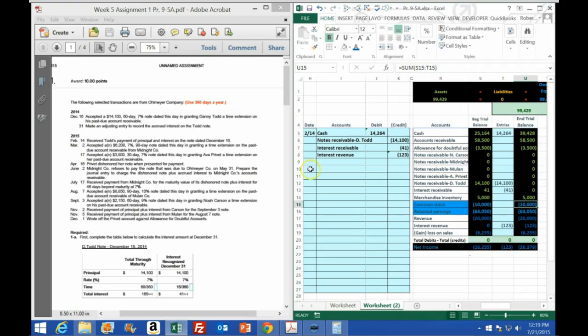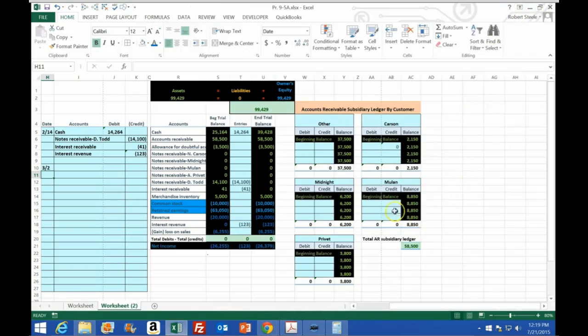Next transaction is on 3.2. We're going to say 3.2 accepted a 6%, 90-day note dated this day, granting a time extension of past due accounts receivable from Midnight. So what happens here is, if we make this large, we're looking at Midnight owes us this 6.2. He's not paying us. Therefore, we're going to move that from the receivable to the note. Why? Because we want to charge interest on the transaction for Midnight. So we're saying Midnight, that's fine. You don't owe us money.